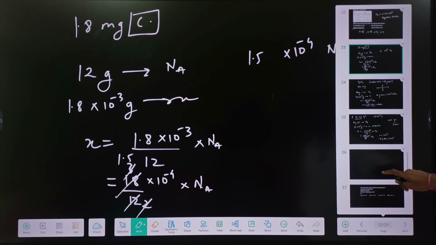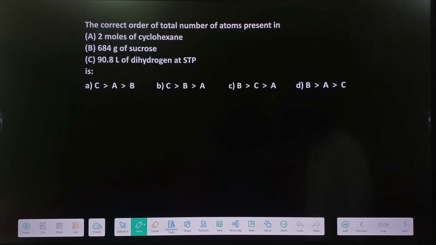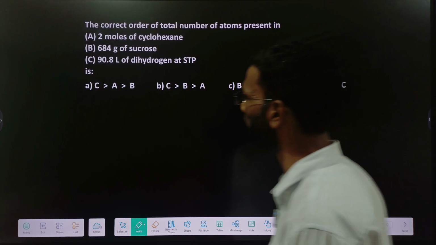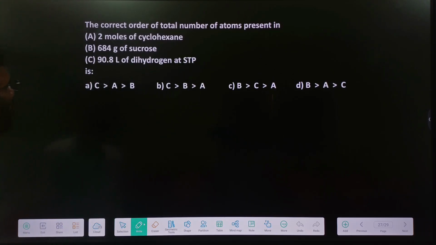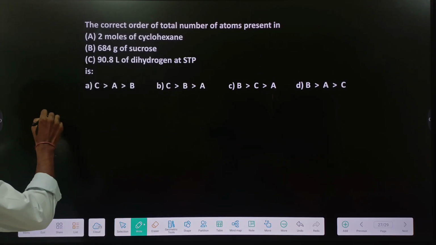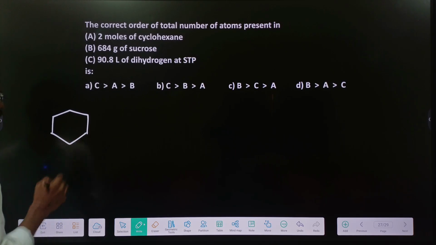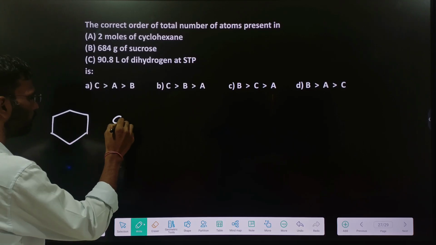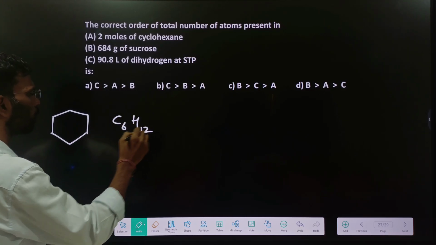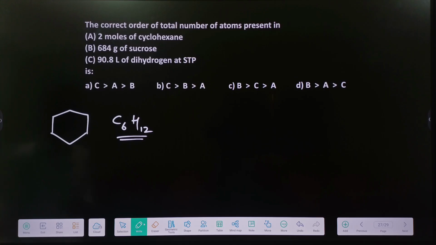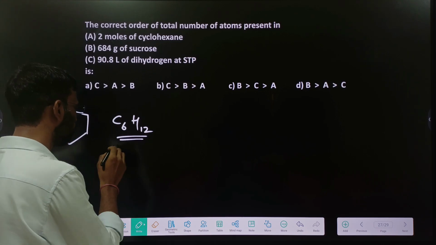Next question, what we can do is this. Correct order of the total number of atoms present in these. So 2 moles of cyclohexane. What is cyclohexane? Cyclohexane is C6H12. This is our cyclohexane. Correct order of total number of the atoms.